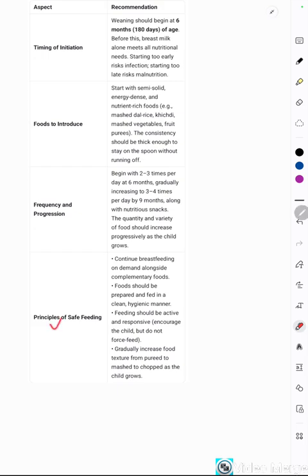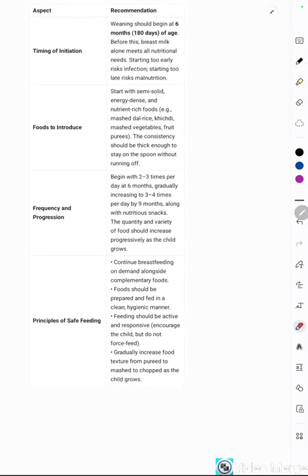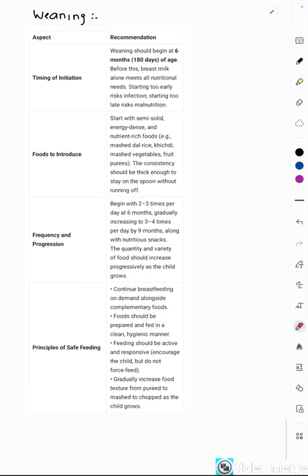Now the principles of safe feeding. The principles of safe feeding are to continue breastfeeding even when complementary foods are given. The food should be prepared and fed in a clean, hygienic manner, and do not force feed the child. Only feed when the child demands it. This helps prevent overfeeding or force feeding. So this is all about breastfeeding.